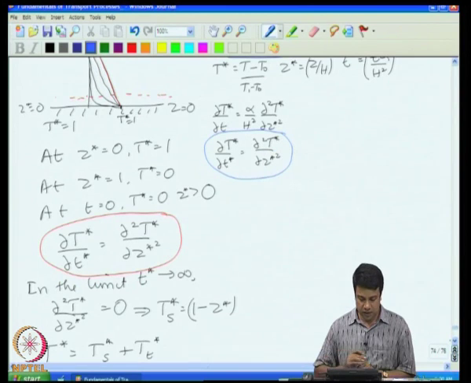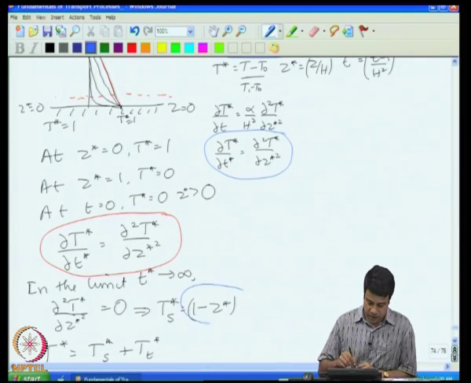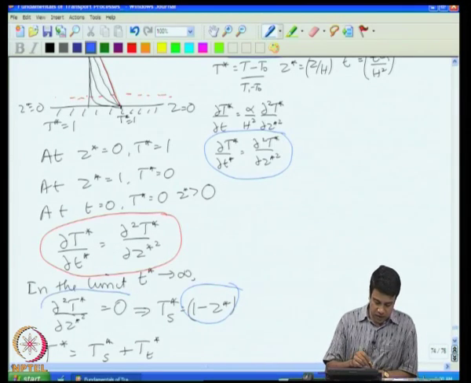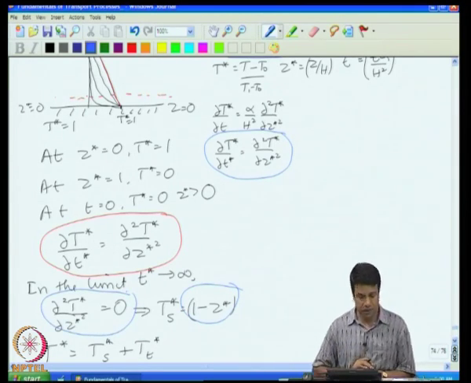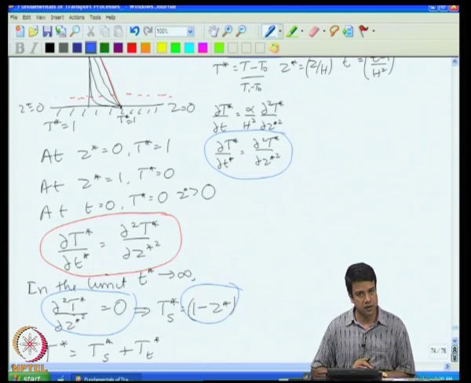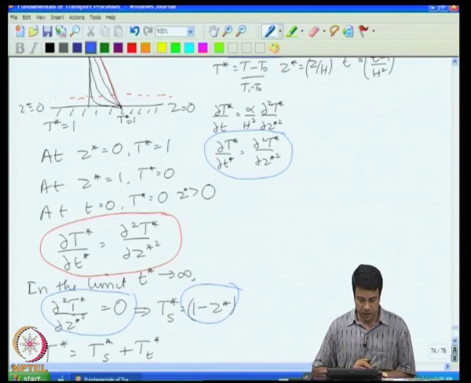As I said, in the limit as time going to infinity, I should reach the final steady temperature. That final steady temperature was equal to 1 minus z star, and that satisfies the equation d square T by dz star square equal to 0, with temperature equal to 1 at the bottom and 0 on top. So, in the limit as t going to infinity, you should reach this final steady state temperature.